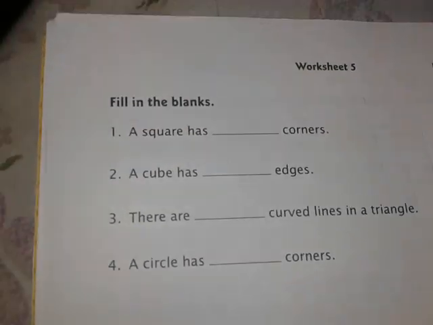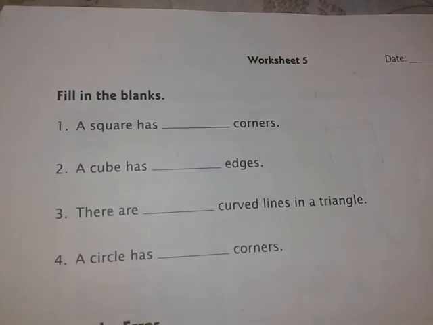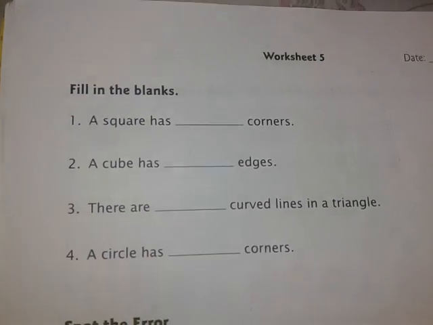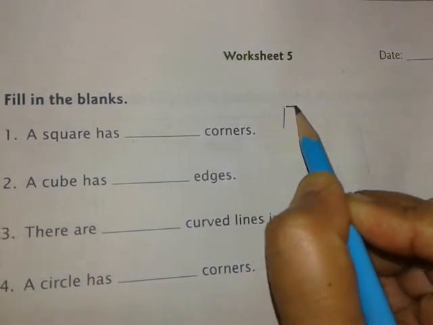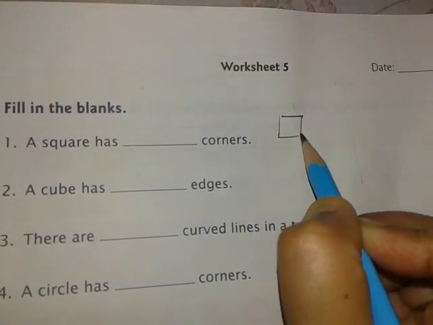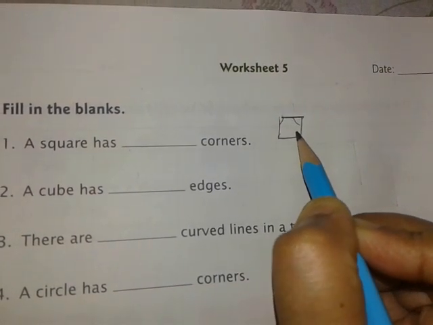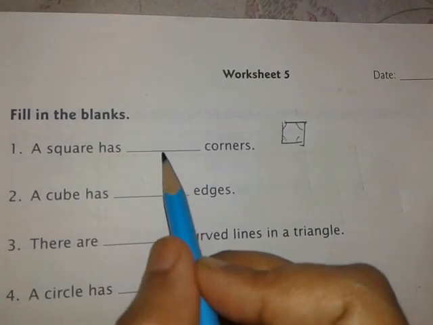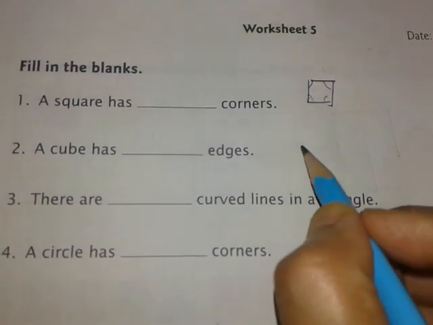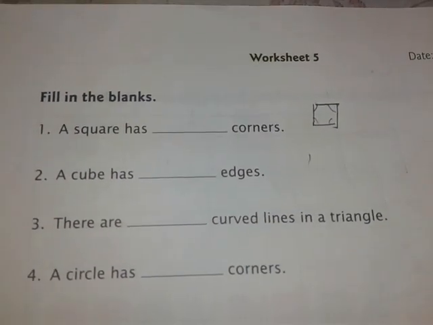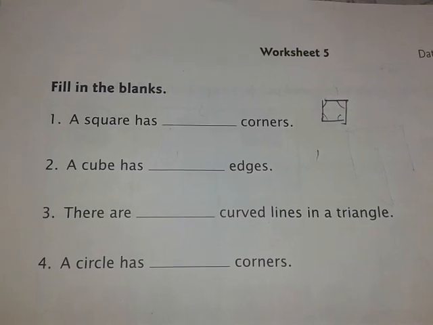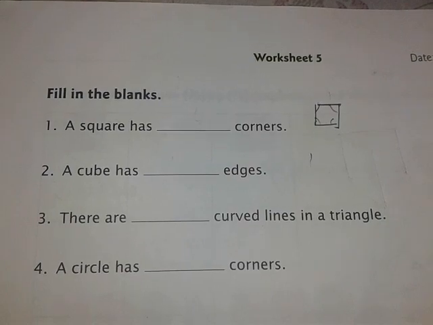Moving to worksheet 5. In worksheet 5, some fill in the blanks are given. A square has dash corners. So this is a square. How many corners does a square have? These are corners. So count the number of corners and write it here. A cube has dash edges. Don't try to memorize the answer. If you learn to draw a cube, it will be very easy for you to tell the answer. The lines that are used to draw a cube represent the edges.